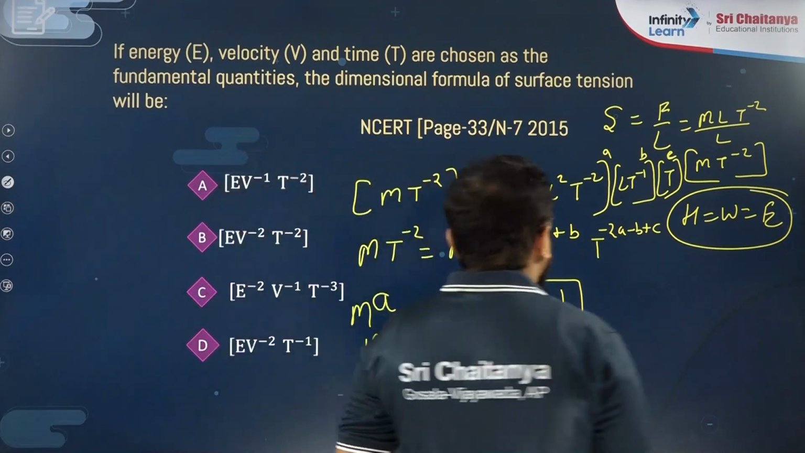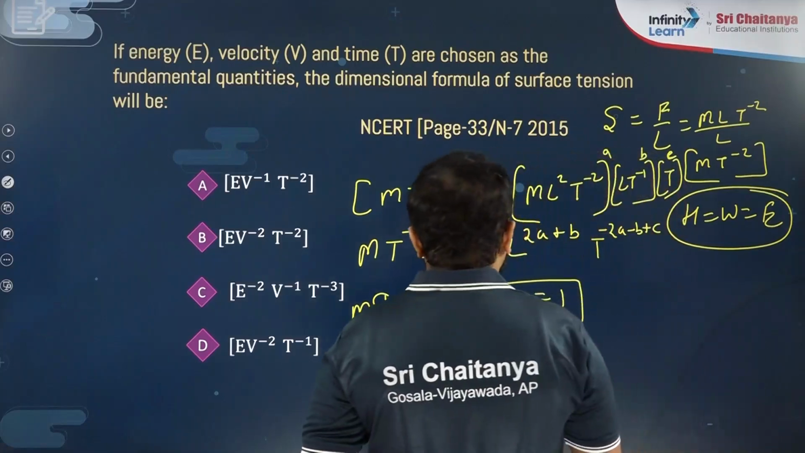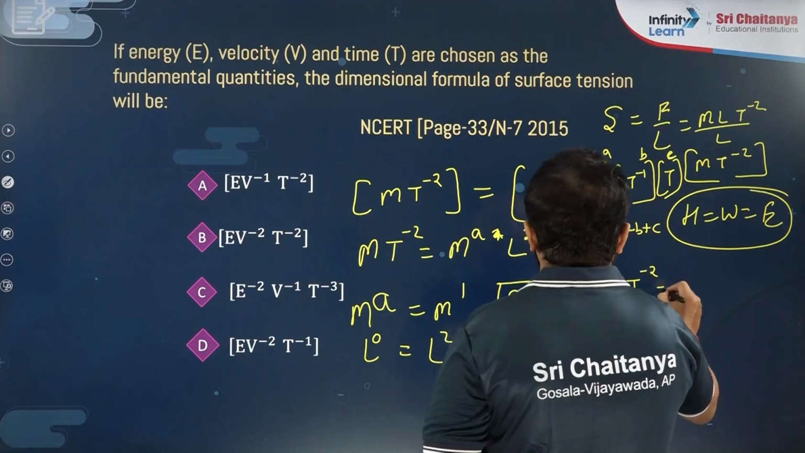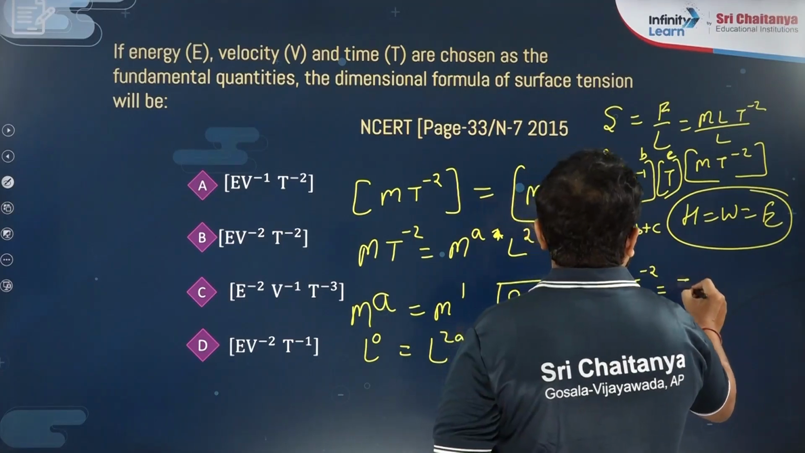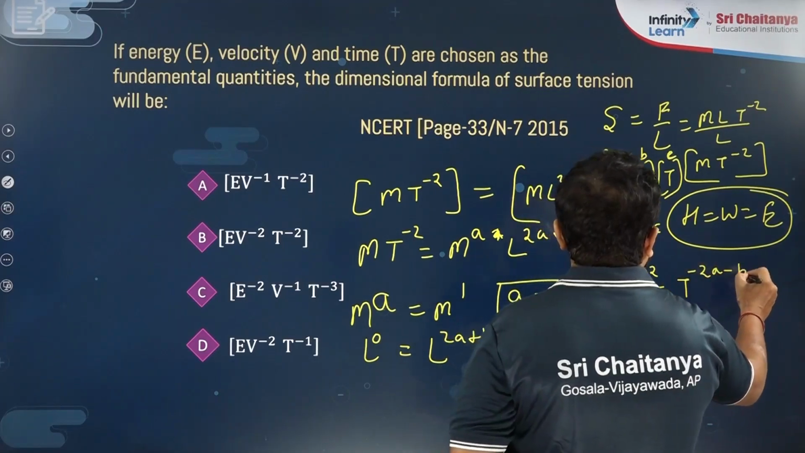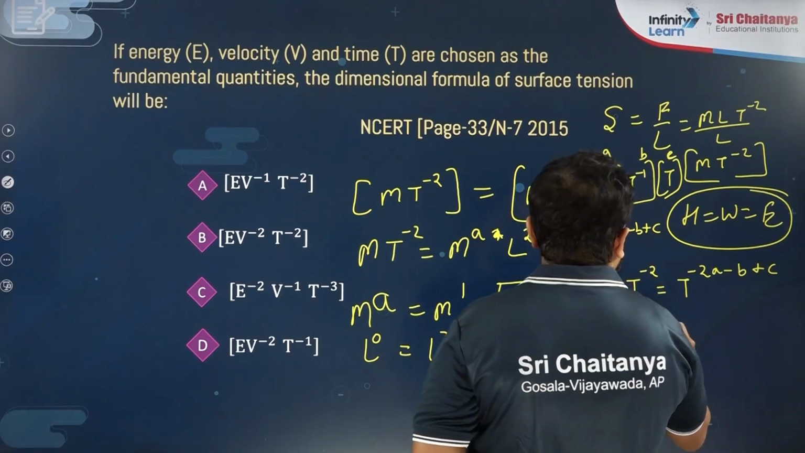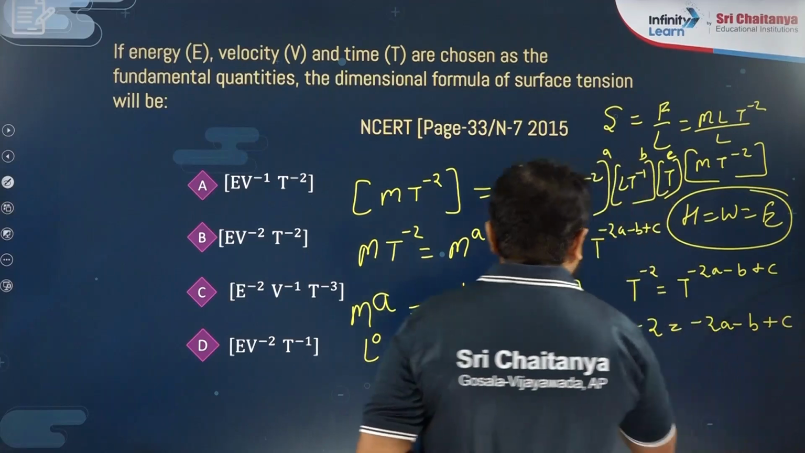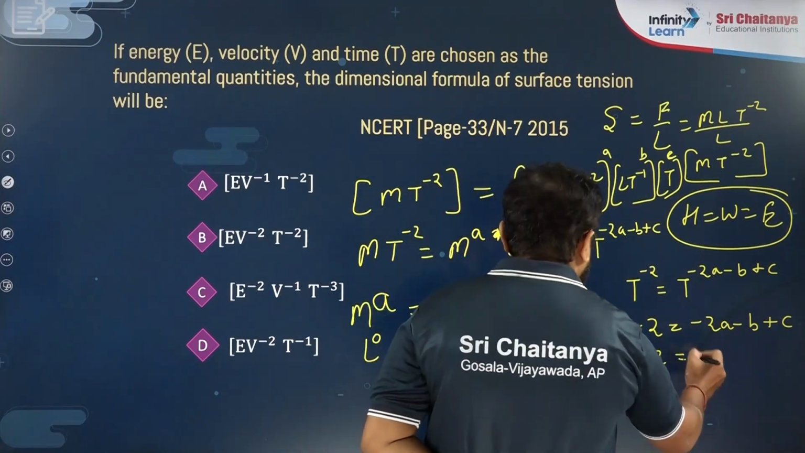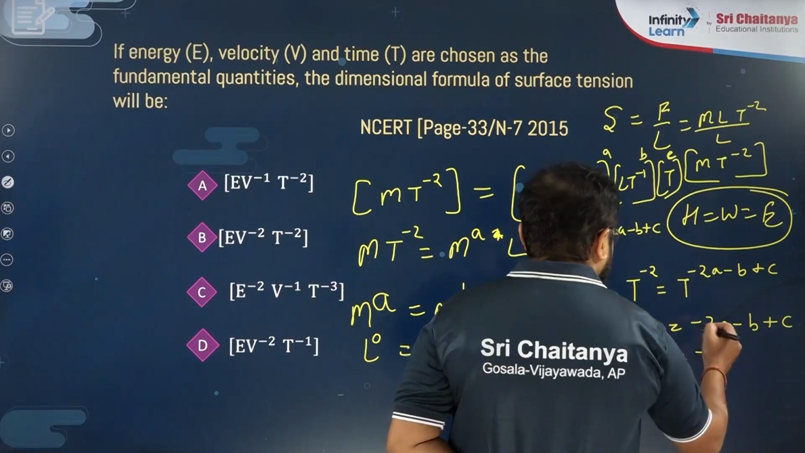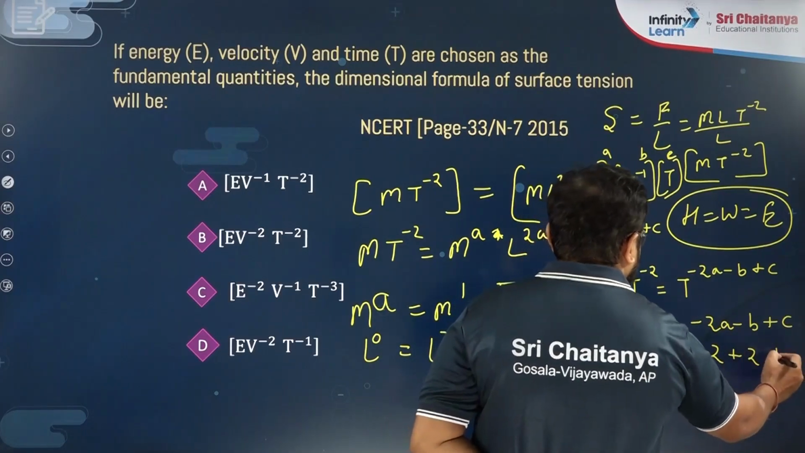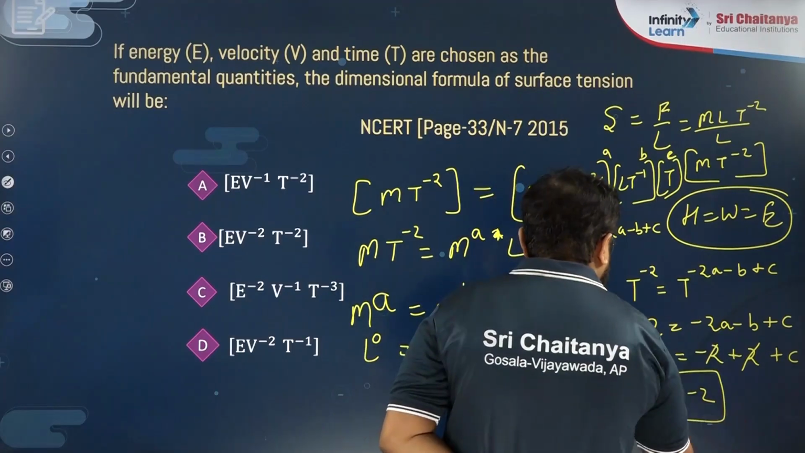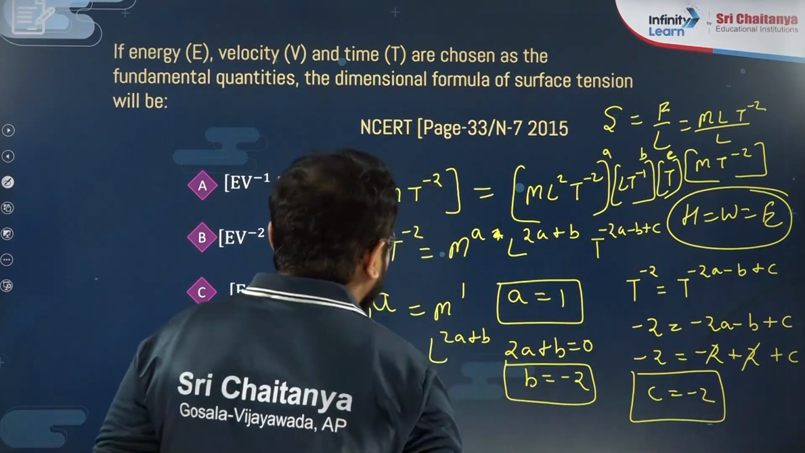Let's see the C one. What is the C? Can you see T to the power minus 2, and here T to the power -2A-B+C. That means minus 2 equals -2A-B+C. Substitute the value over here. What we will get? This is your minus 2, this will become plus 2, and this will become your C. So, this will get cancelled and C also becomes minus 2. Now, C is minus 2, B is minus 2, A is 1.